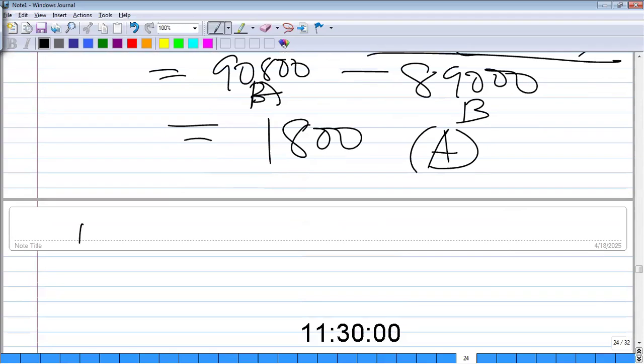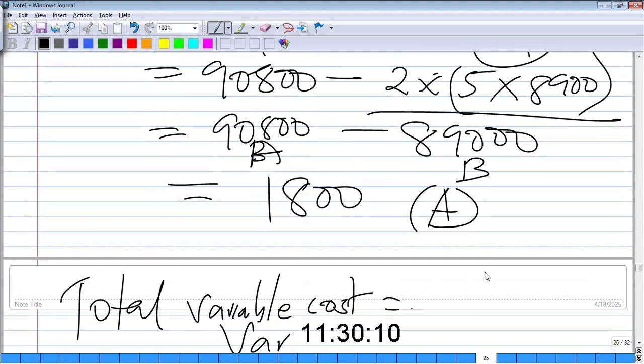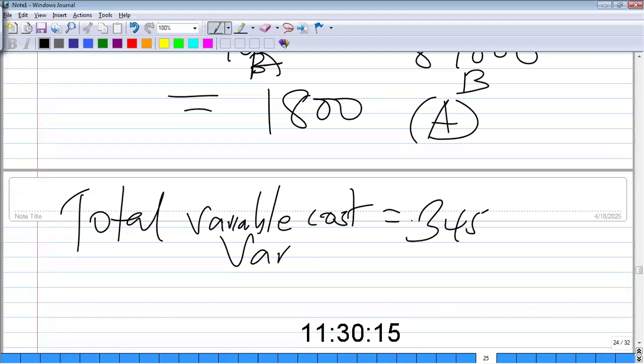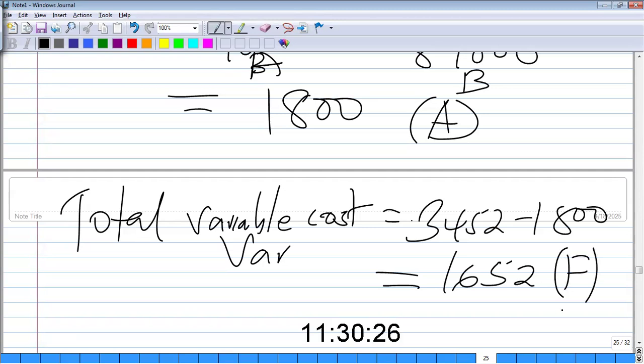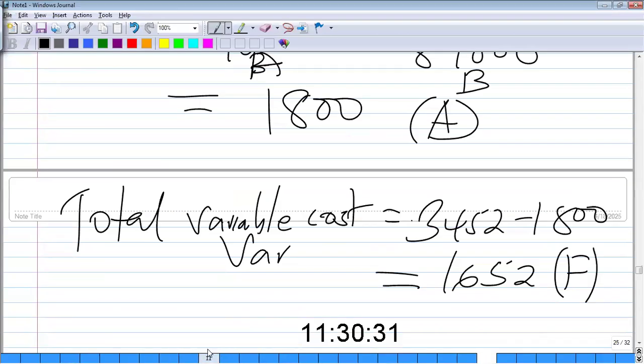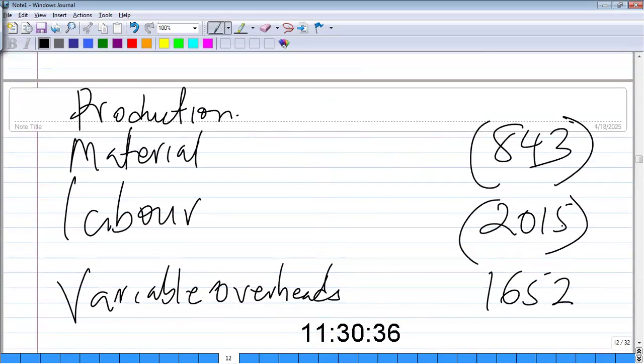The total variable overhead variance is equal to, we got a favorable one earlier, 3,452 minus 1,800 to give us 1,652 favorable. Do you have any questions?